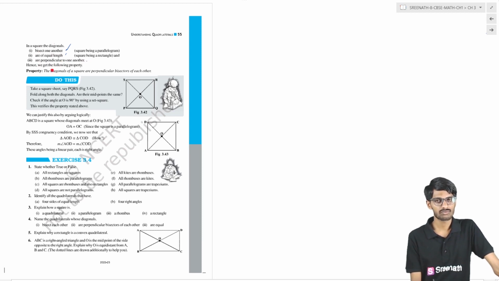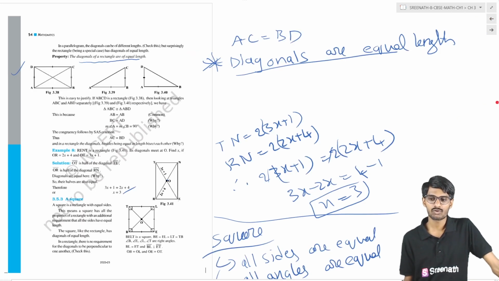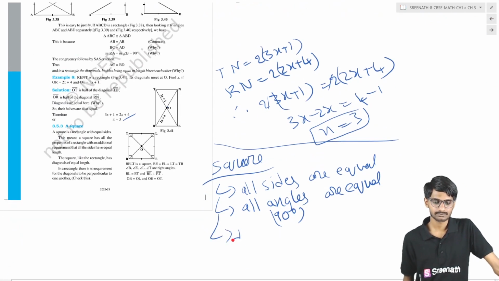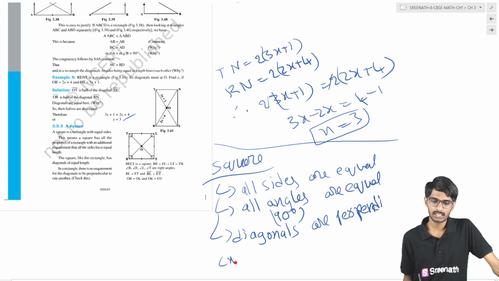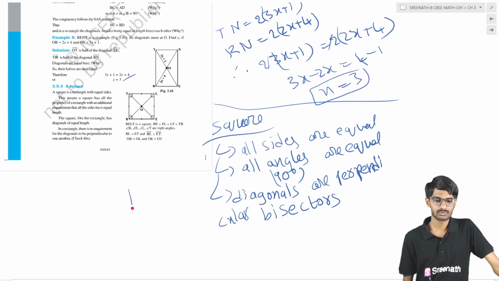Therefore finally the diagonals of a square are perpendicular bisectors of each other. Perpendicular bisectors, which means if you consider the square, basically this is the square. So these are the diagonals. These two diagonals are perpendicular to each other and they bisect at the midpoint.